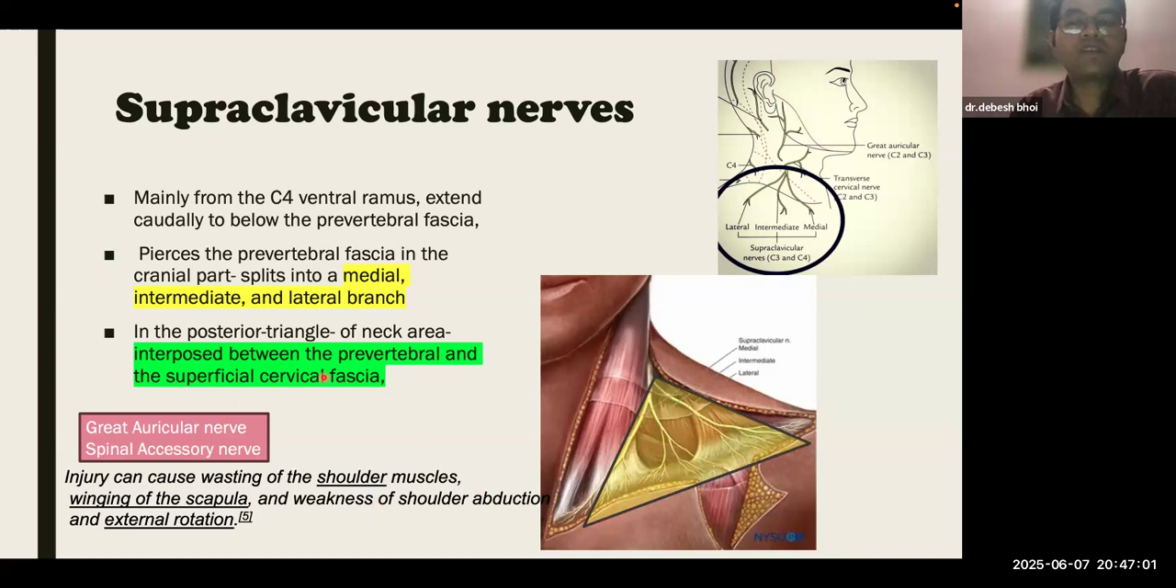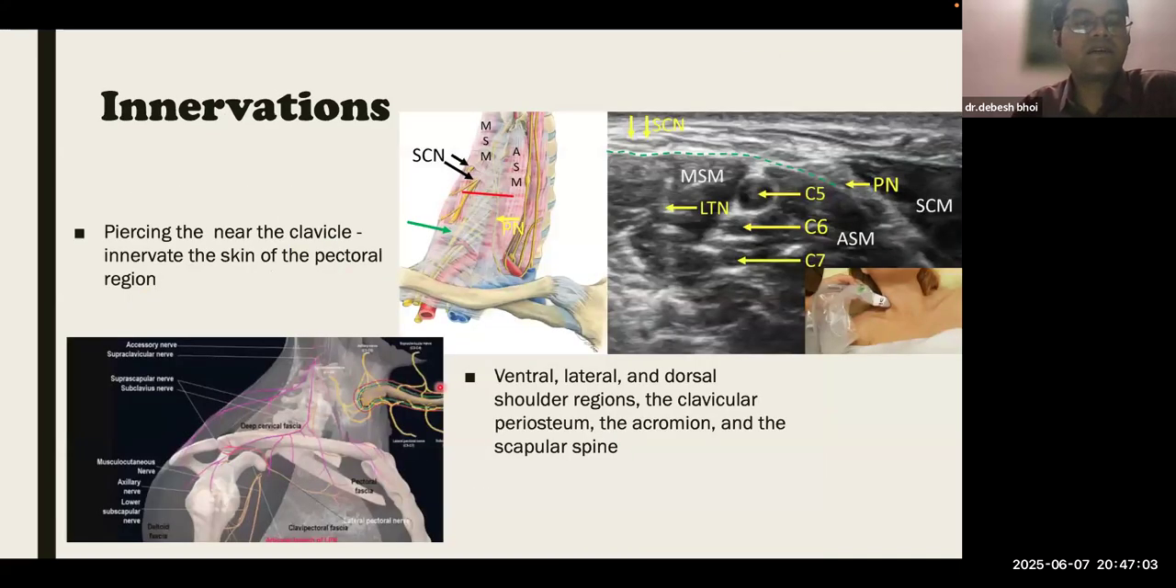And it mostly pierces near the clavicle in the pectoral region, and also supplies some of the shoulder area. If you see the ventral, lateral, and dorsal regions, also the clavicular periosteum, acromion, and the scapular spine.